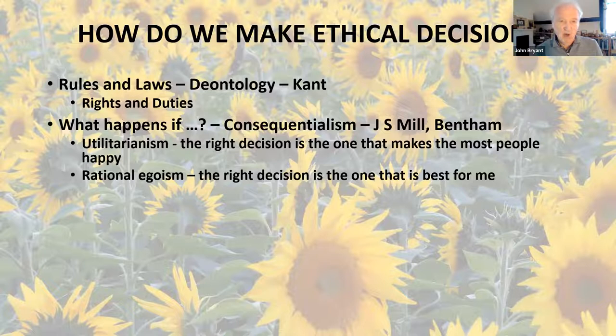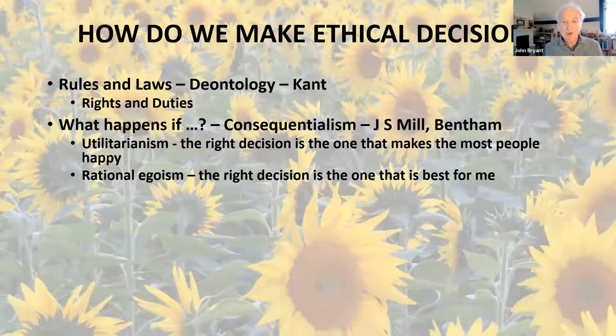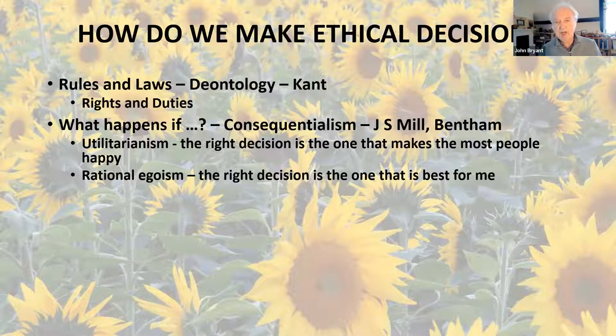The second big group of methods is, let's ask what happens if I do this, how will it turn out? If I do that, how will it turn out? It's called consequentialism because we're thinking about the consequences of a decision. In Britain, John Stuart Mill and Jeremy Bentham are the most famous proponents of consequentialism. And indeed, Bentham went further and said, actually, the right decision is the one that makes the most people happy or the most people satisfied.